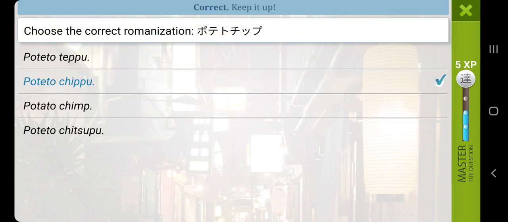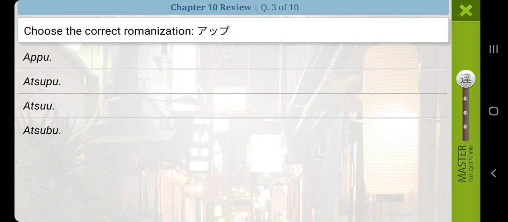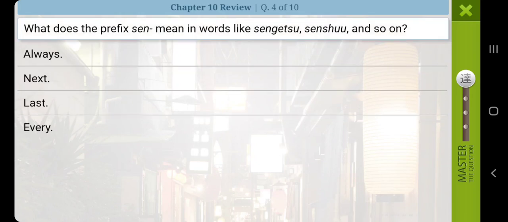Kanpeki. Choose the correct romanization. Oh, this is shi in the middle? Or maybe I'm wrong. Probably a P sound at the end. Atsubu, I'm gonna say. Oh no. Atsubu? What? Apu? Kanpeki. What's this face doing there?